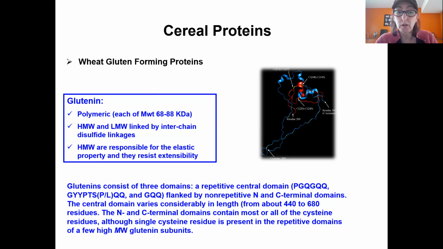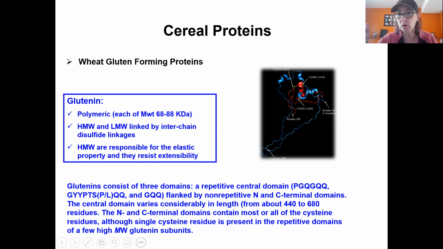And as I said a minute ago, high molecular weight glutenins are mostly responsible for the elasticity of the dough. So the more proportion you have of glutenin in the flour, the more elastic the dough is going to be. So glutenins consist of three domains. So we have the central domain, and then you have the terminus. So the central domain is made up of repetitive units. So certain amino acid sequences that repeat. Whereas the N-terminus and C-terminal ends, they're not repetitive.